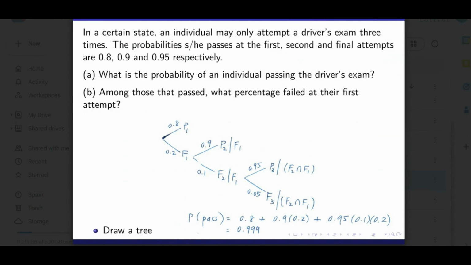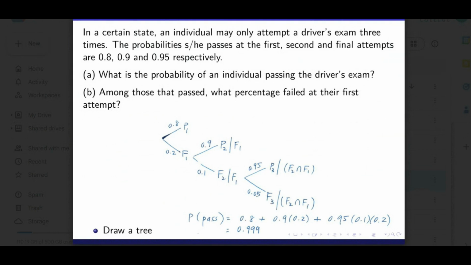What's the percentage that failed at their first? What you want is P(F1 given person passes eventually). Right? Which actually, if you think about it, will this answer be close to basically P(fail 1)? Yes, because almost everyone passes in the end. See? So logically speaking, the answers will be quite close.